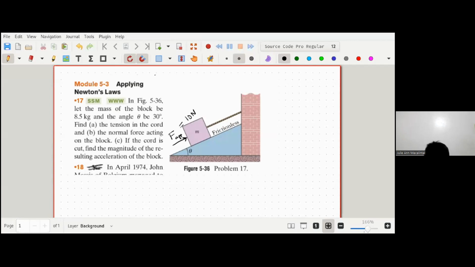So yung F applied is parallel to the plane, so like, to the inclined. Nasa X po siya. So how do your answers in A and B change?